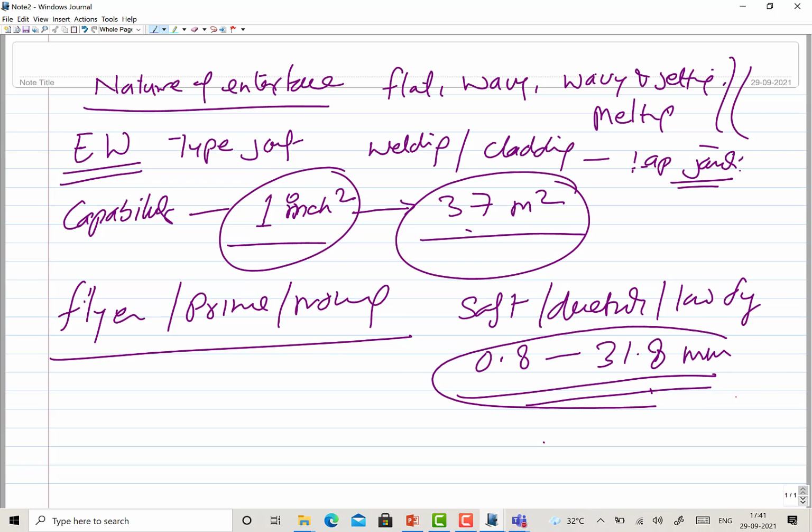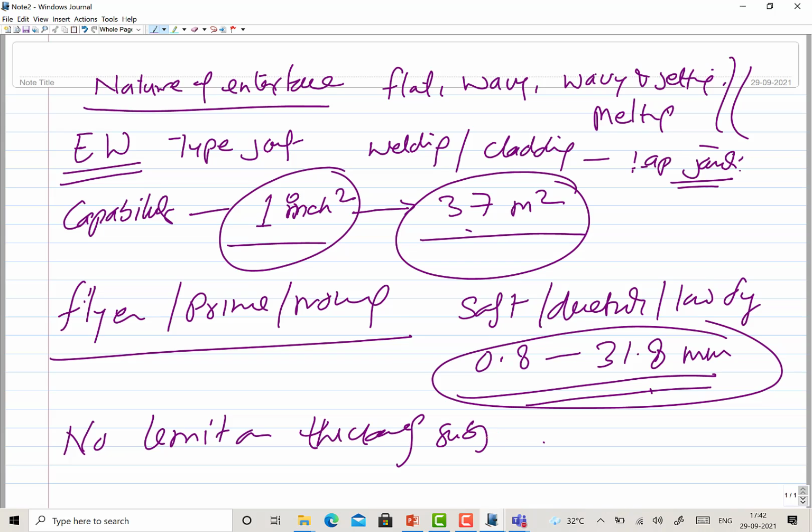So this is about the limitation on the section thickness of the flyer, but there is no limit on the thickness of the substrate, because that substrate will not be playing any role in the joining process. It is fixed, it is robust. So there is no limit on the section thickness of the substrate or the heavy component. Okay, so this is another aspect.